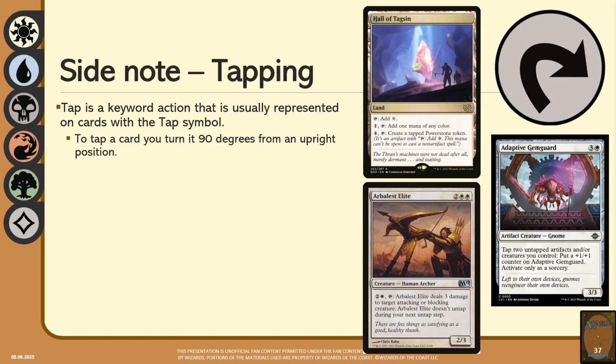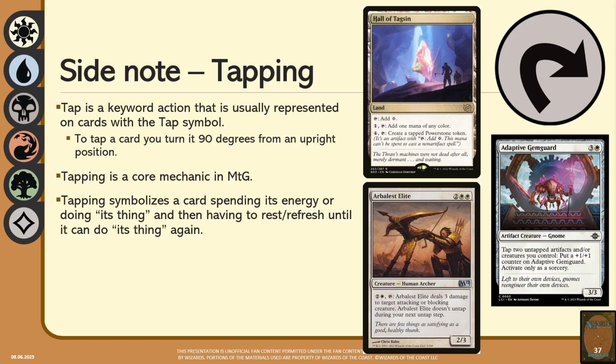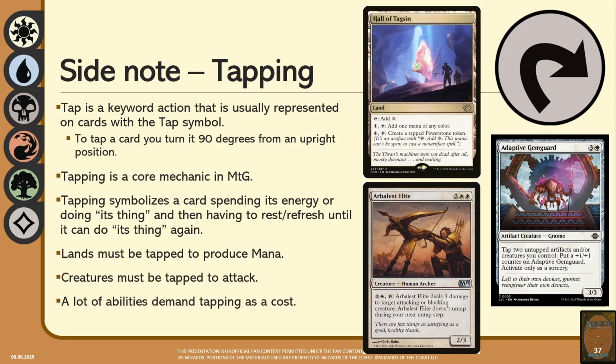As we just mentioned it, a little side note for tapping. Tap is a keyword action that is usually represented on cards with the tap symbol. To tap a card, you turn it 90 degrees from an upright position. Tapping is a core mechanic in MTG. Tapping symbolizes a card spending its energy or doing its thing and then having to rest or refresh until it can do its thing again. Lands must be tapped to produce mana. Creatures must be tapped to attack. A lot of abilities demand tapping as a cost.